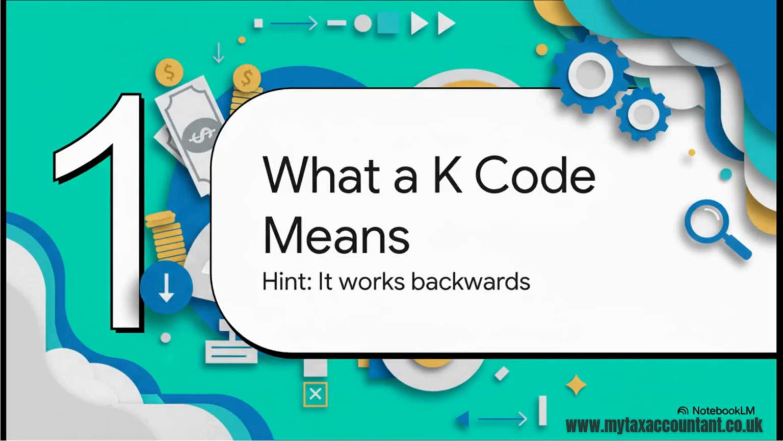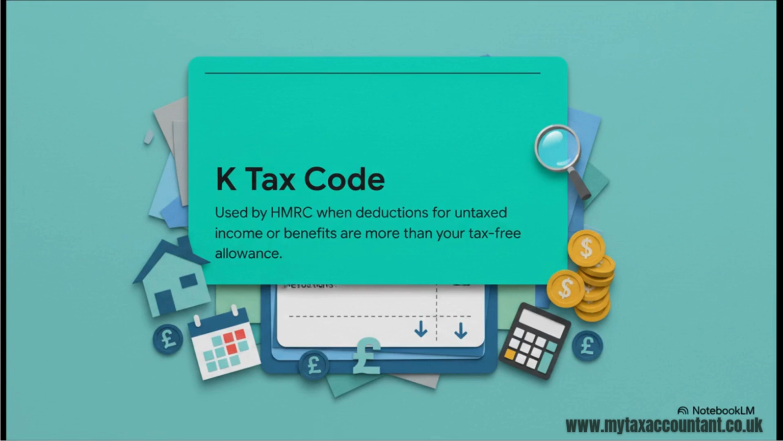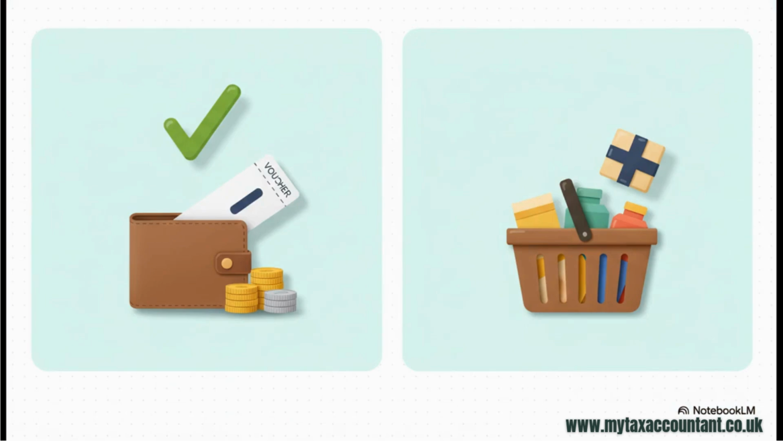Okay, first things first. What in the world is a K code? The easiest way to get your head around it is to remember that it pretty much works backwards compared to a normal tax code. So, in simple terms, HMRC uses a K code when the value of things like your company benefits is actually more than your tax-free personal allowance. It's basically their method for making sure they can collect the tax you owe on those extra bits and pieces right from your pay.